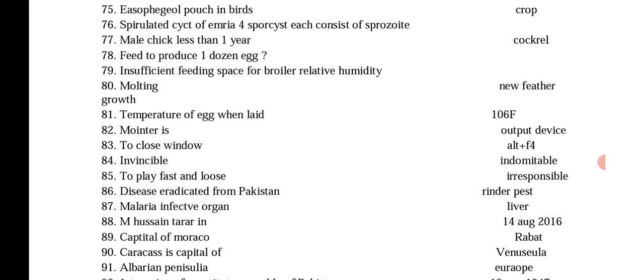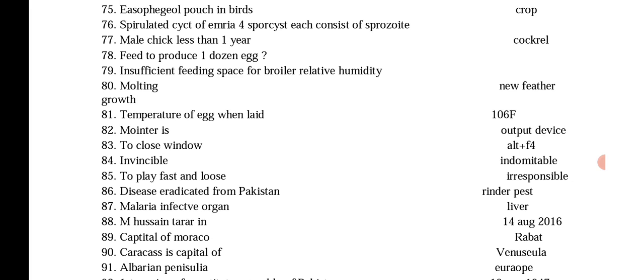Insufficient space for broiler, but one bag of broiler feed is sufficient to feed 15 broiler birds from day 1 to day 35, or to the sale day, from 35 to 41 days. 14 to 15 birds are sufficient to be fed by only one pair. Insufficient feeding space for broiler. Relative humidity, I do not know.